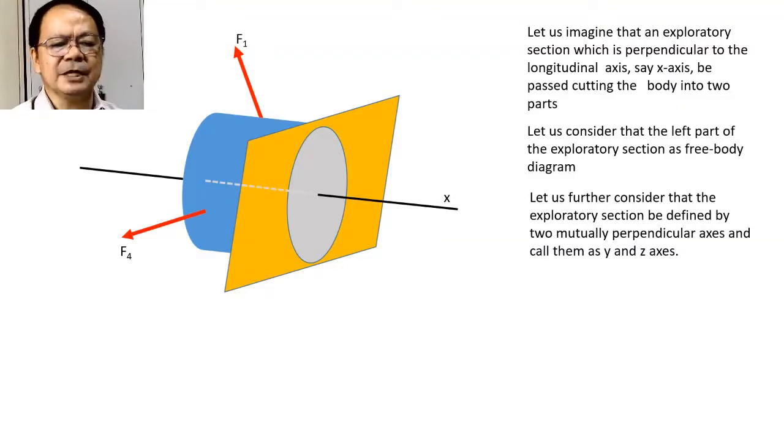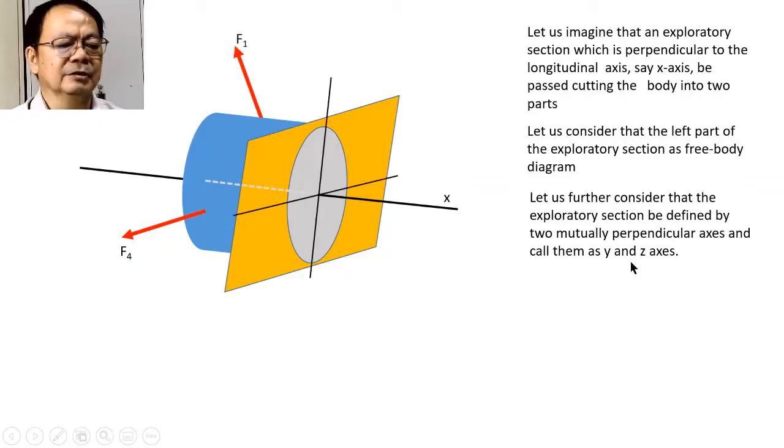And let us imagine further that the exploratory section be defined by the two mutually perpendicular axes, and we will be calling them the y and the z axis. So let us have this axis. This shall be our y-axis, and this shall be our z-axis.